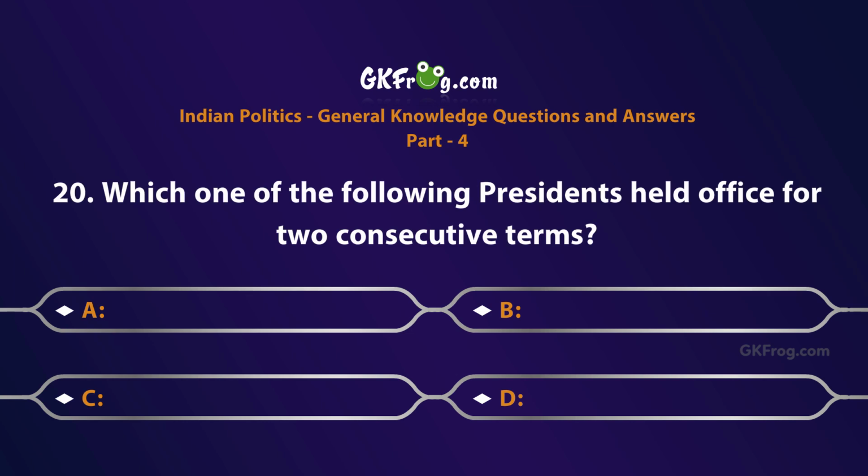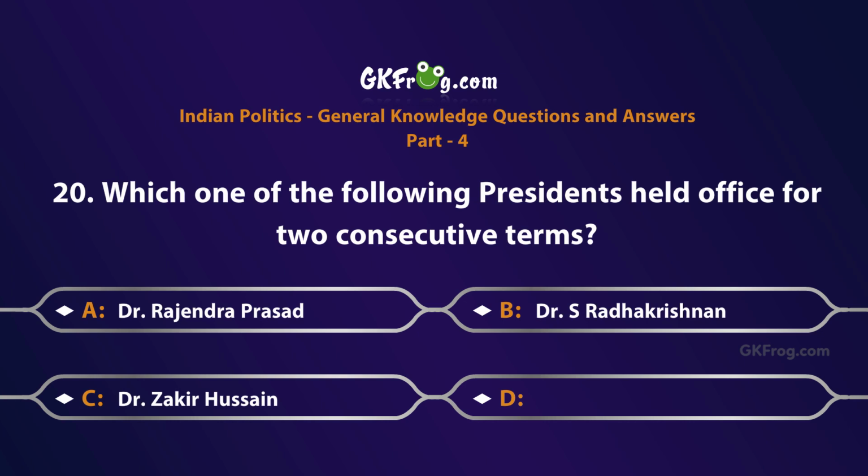Which one of the following presidents held office for 2 consecutive terms? A. Dr. Rajendra Prasad, B. Dr. S. Radhakrishnan, C. Dr. Zakir Hussain, D. Both A and B. Correct answer is A. Dr. Rajendra Prasad.